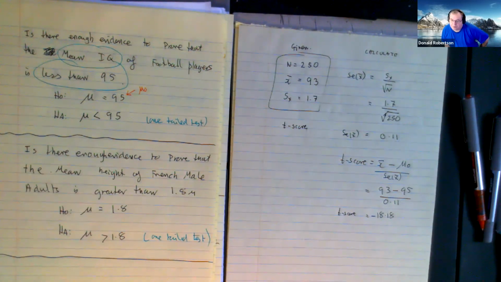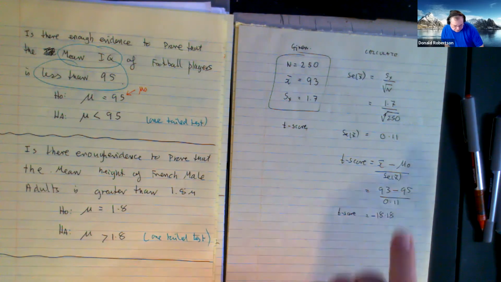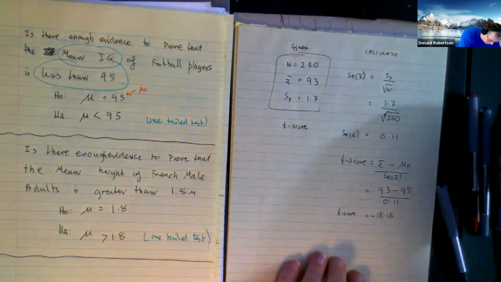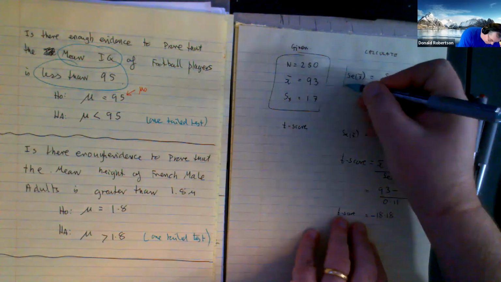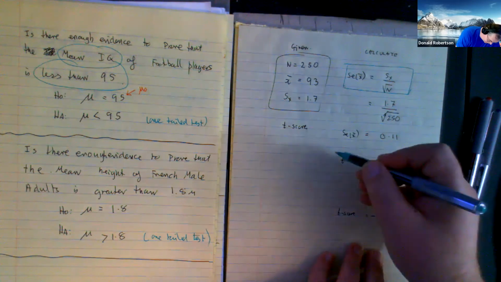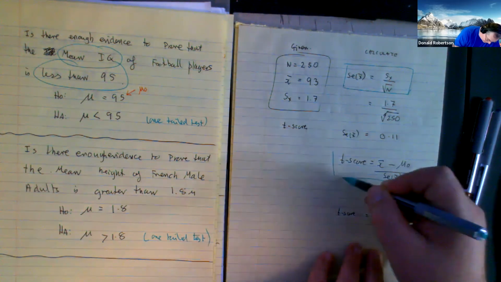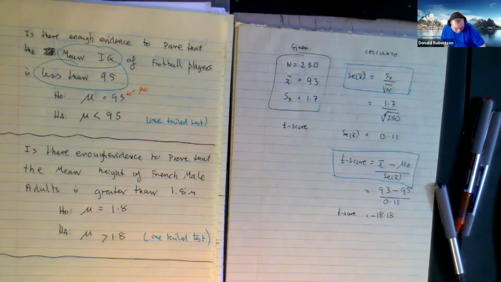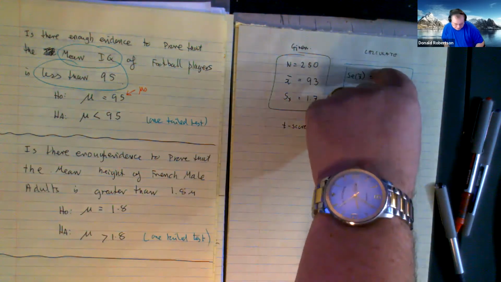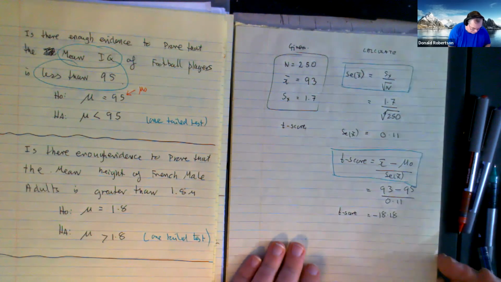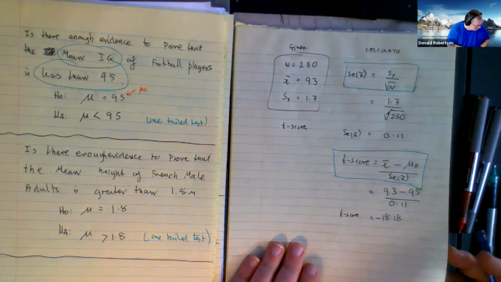Are we comfortable about that one? Does it seem okay? Use this formula here to get the standard error. Use this formula here to get a t-score. You need to know that before you can do that. Okay, there's one done.